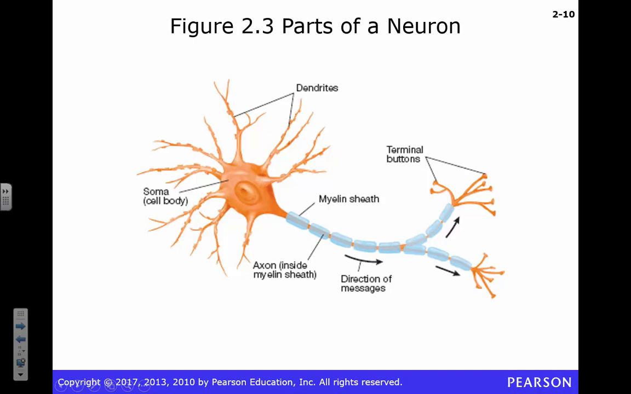So what are the basic parts of a neuron? Again, keeping in mind, what does this neuron need to do? Three things. Input, calculation, output. That's it, right? Input typically is going to occur out here at your dendrites.